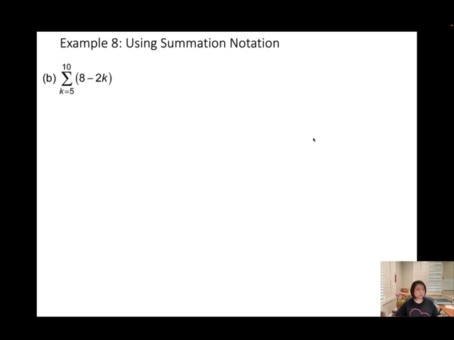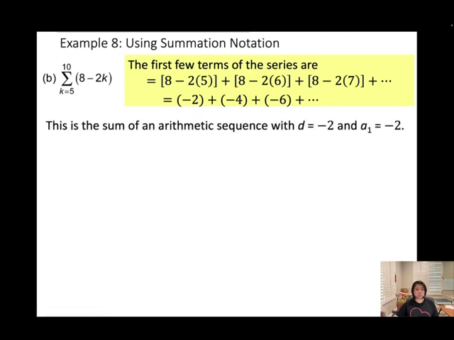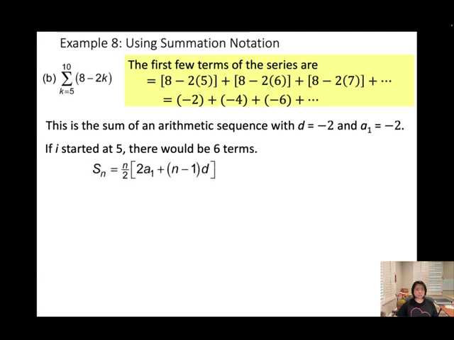Okay, try this one. Same idea, right? You're going to see this is the arithmetic sequence with the first term equal to -2. The difference will be -4 minus -2, which is going to be -2 also. And then you're going to count from 5 to 10, how many terms? 5, 6, 7, 8, 9, 10. Okay, you do have 6 terms here.